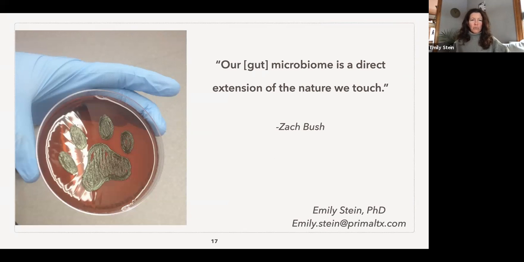And I just want to leave you with one last quote that I came across from a fellow micro nerd. He reflected that our gut microbiome is a direct extension of the nature we touch, so everything we take in affects it. The characterization of the microbiome is the aftermath and accumulation of every single insult or event that an animal or a human has experienced.